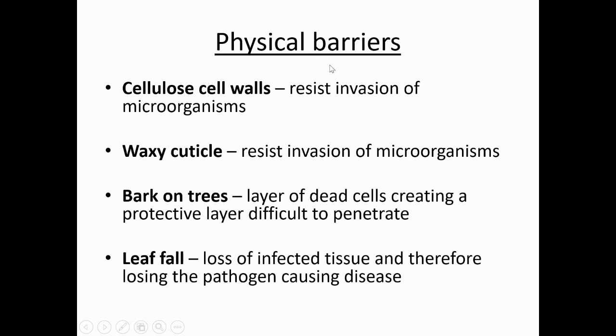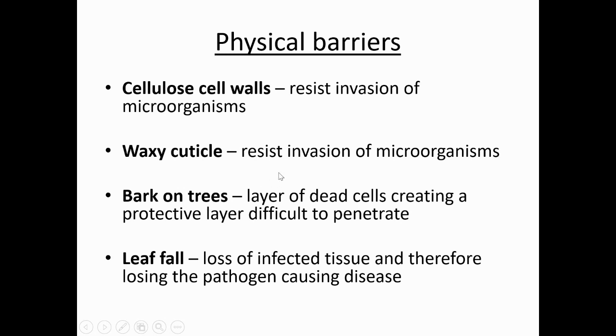Some examples of physical barriers, and you are going to need to memorize these. Physical barriers are the cellulose cell wall that we've just talked about. That will resist the invasion of microorganisms. They have a waxy cuticle. This is that waterproof coating you will have seen in the first plant topic. This will again mean that microorganisms will have a hard time getting in.